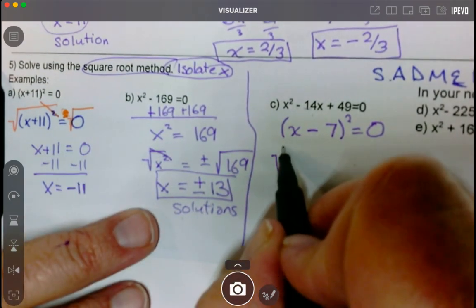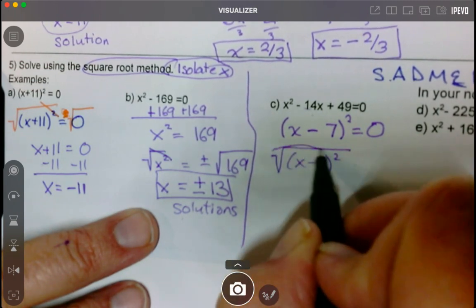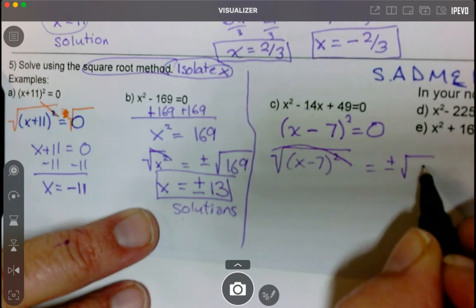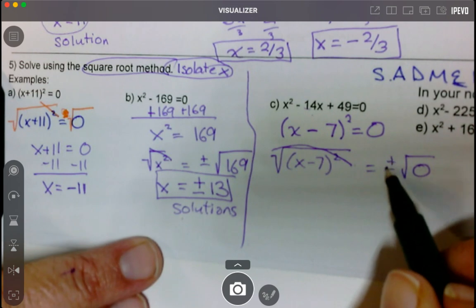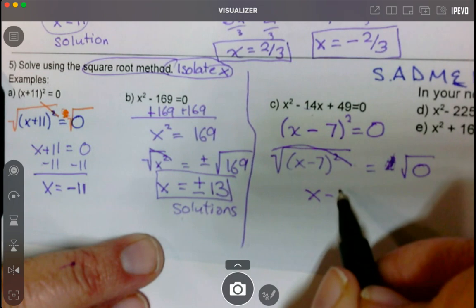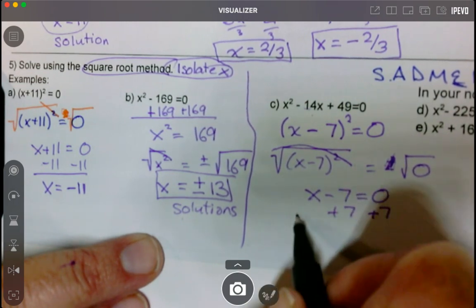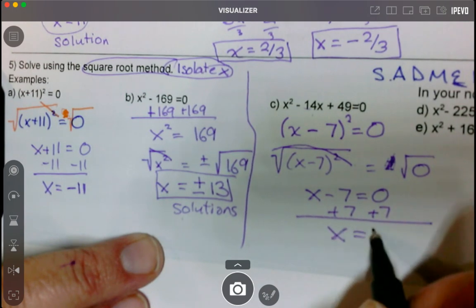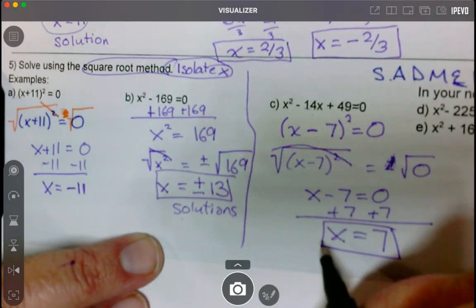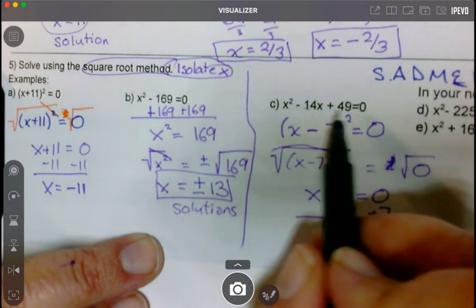So I'm going to do a square root of x minus 7 squared, which is going to cross off my square. I'm going to do a plus and minus square root of the other side. But since it's 0, there is no positive and negative 0, so it doesn't really matter. And I get x minus 7 equals 0. I add 7 to both sides. X equals 7. If I plug a 7 back into this equation, because 7 is a solution, it will make the equation true. It will make this side equal this side.